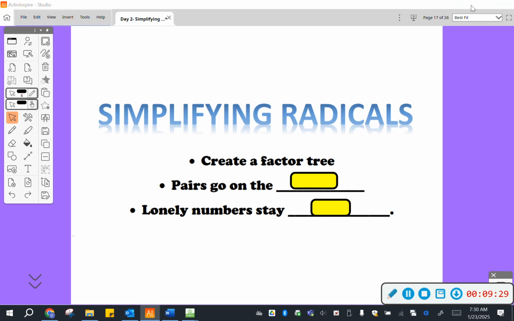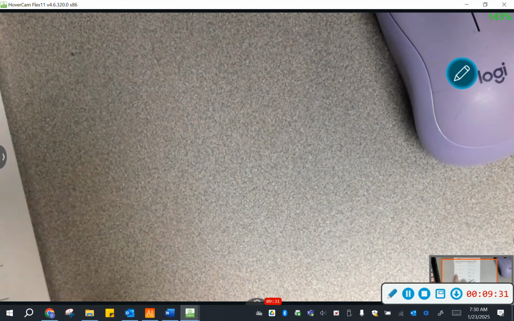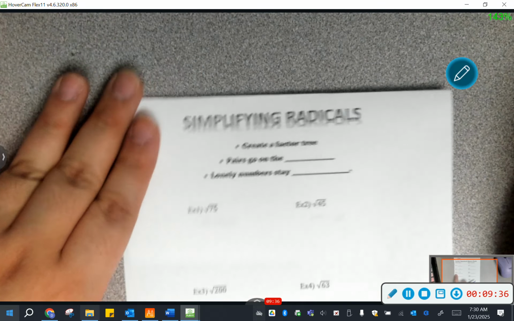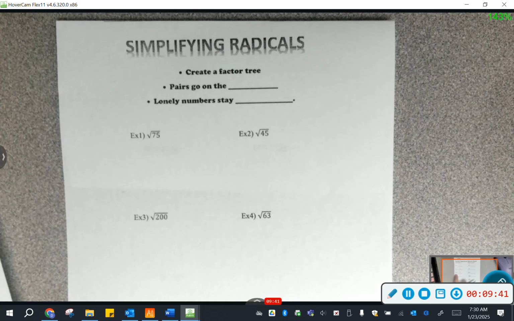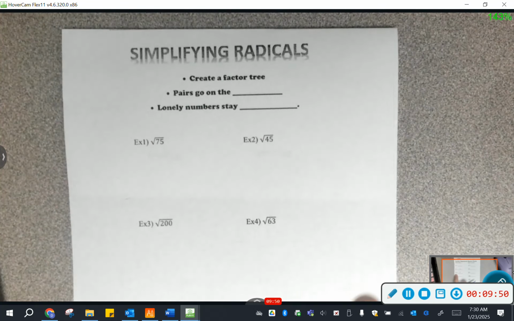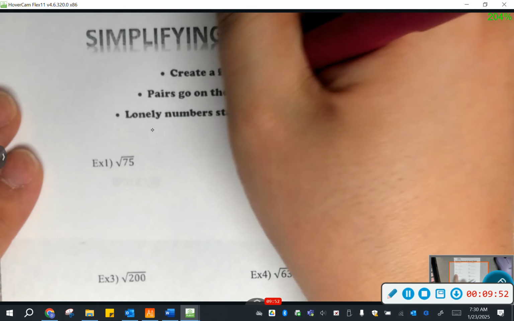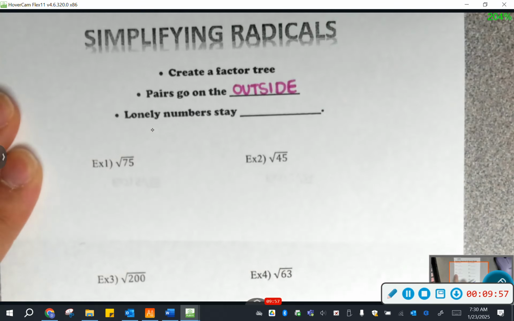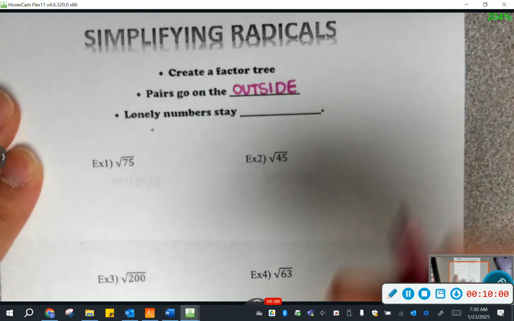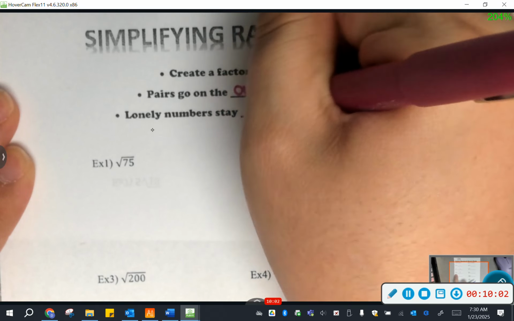So if you can please get your notes that you picked up and fold them like this. Fold them right here, please. We're going to go ahead and fill them out. So, pairs. Where did the pairs go? On the outside. Everybody write that down. Pairs go on the outside, and lonely numbers, or the ones by themselves, stay inside.